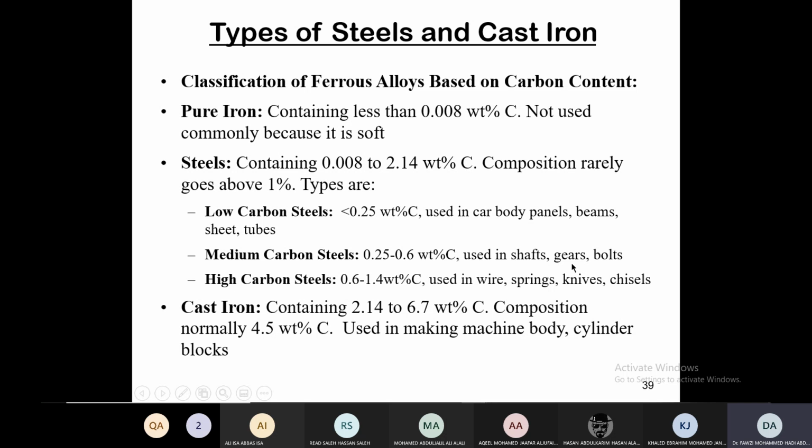I guess in Machine Design 2, you will be dealing with gears and bearings, so you will be designing those. You need to know which material you would be using. High carbon steels, from 0.6 to 1.4% by weight carbon, are used to make wires, springs, knives, chisels, which are basically tools. The cast irons are used to make machine bodies, cylinder blocks, and the engine itself, and so on. So it is there for you to come back to if you need it in other courses, for machine design or your senior project as well.